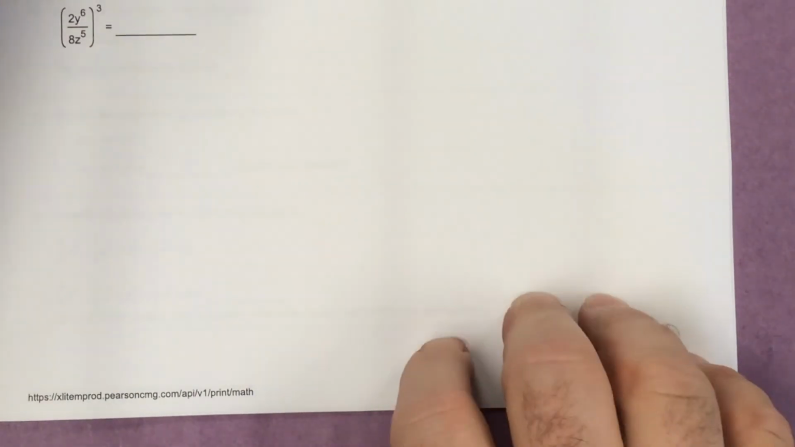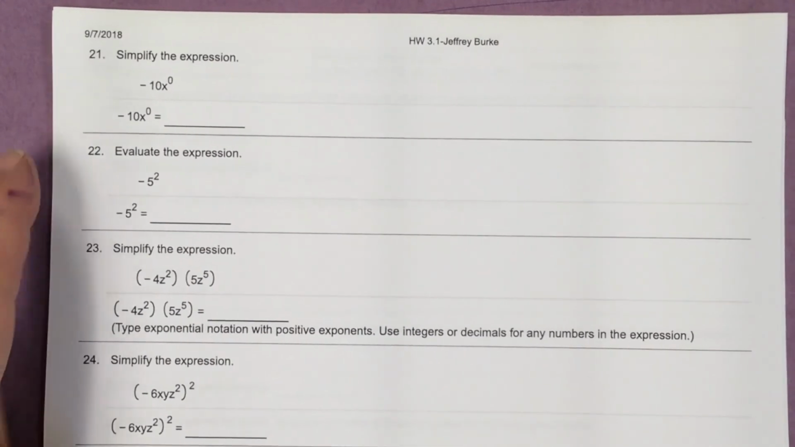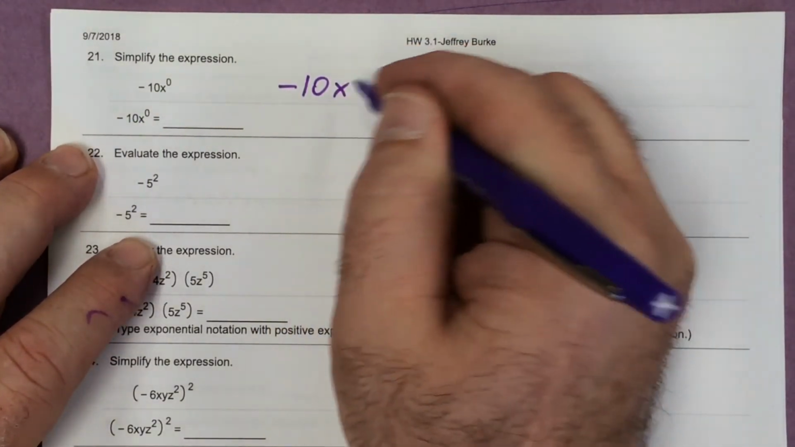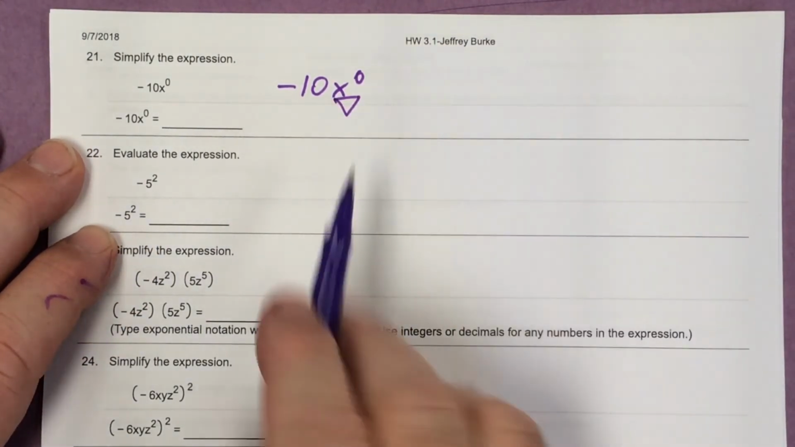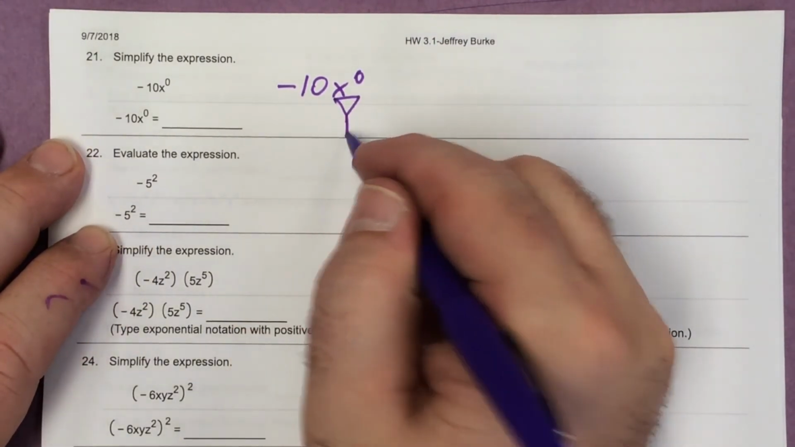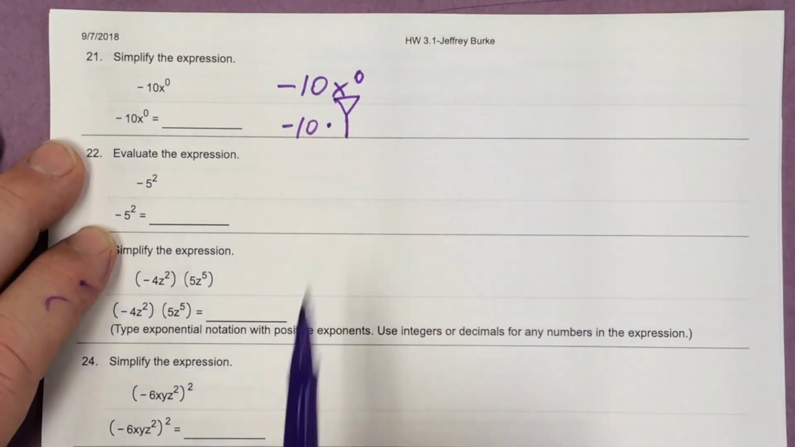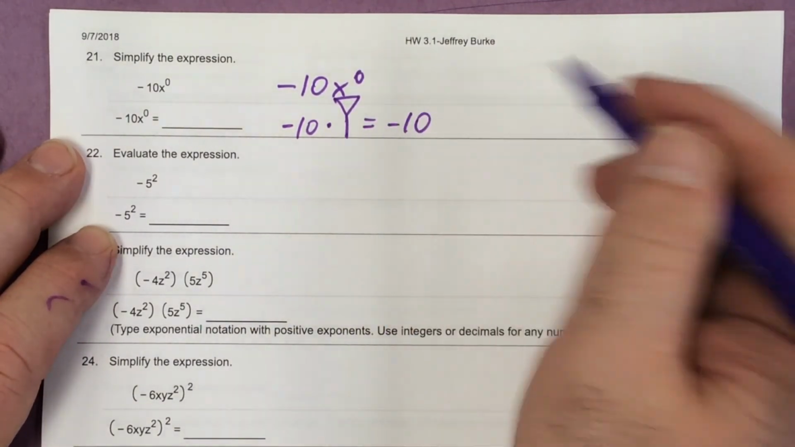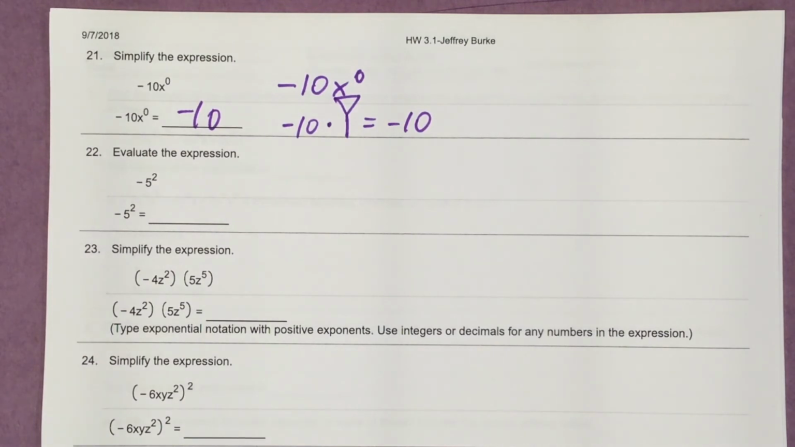I have a few more questions to go through here. Now this one's a little different. Here, we have negative 10x to the 0. In this one, only x is raised to the 0, making that 1. What's this being multiplied by? Negative 10. Therefore, negative 10 times 1 is equal to negative 10. So that final answer is going to be negative 10. You have to be careful to watch what's being raised to the exponent.